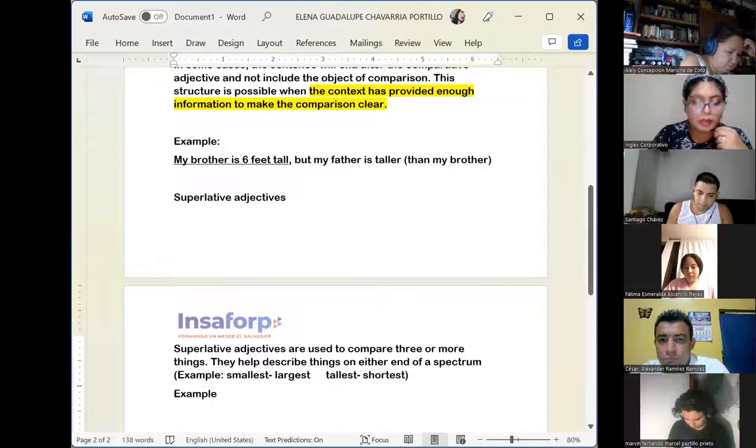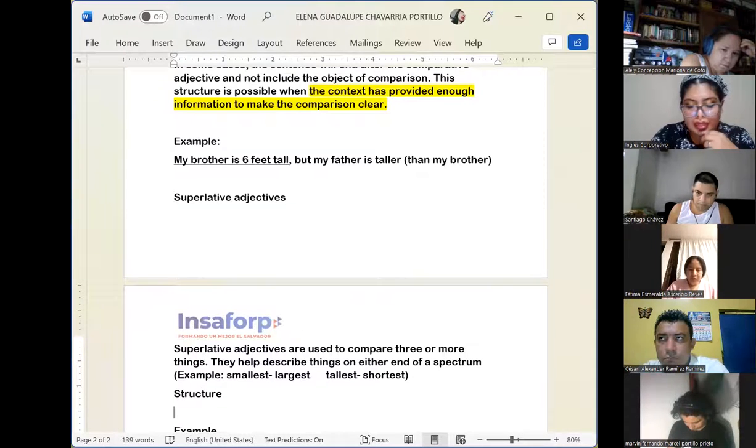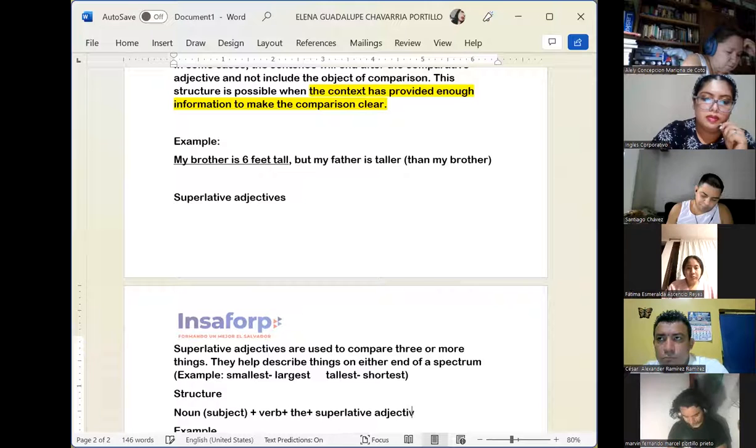Now we are going to see an example. Or, I mean, we are going to see first the structure and then the example. So the structure is almost the same as the comparative adjective. In this case, we are going to change a little bit because we are not going to use than. In this case, we are going to use the. So we have the noun that is the subject. Then we have the verb. And here we have the superlative adjective. And we have the noun that is the object.